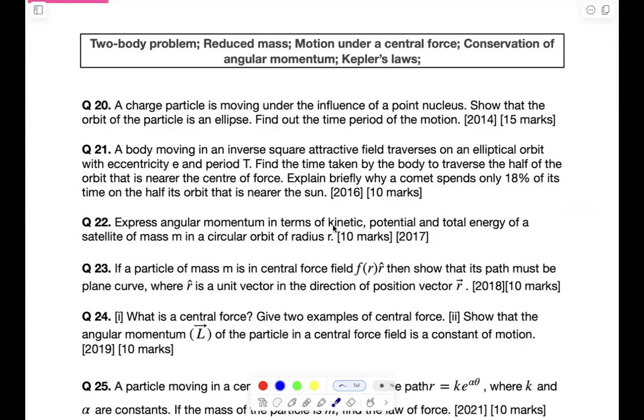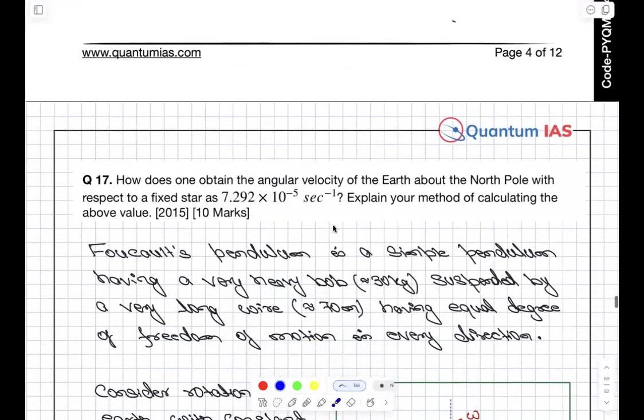Yes. Slow. How many of you did this question?